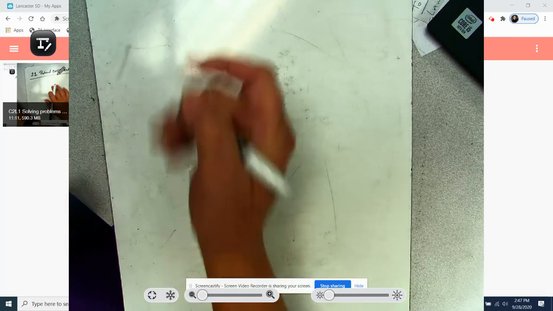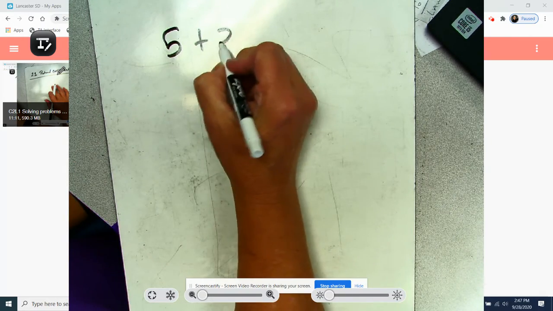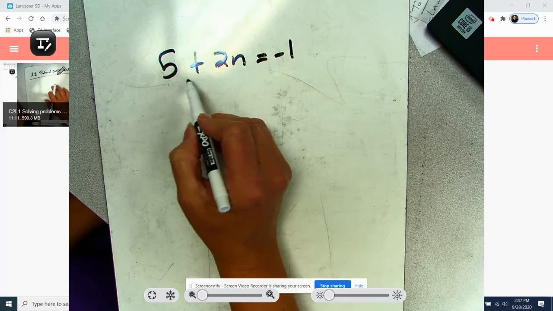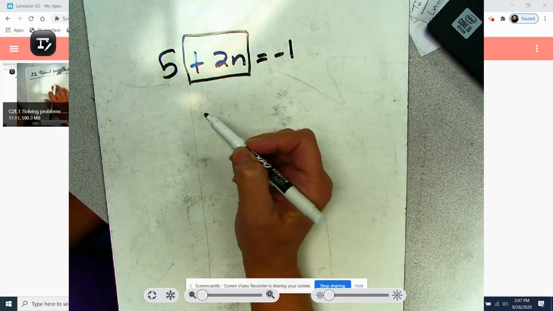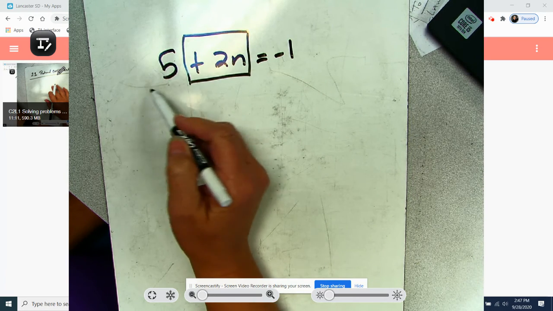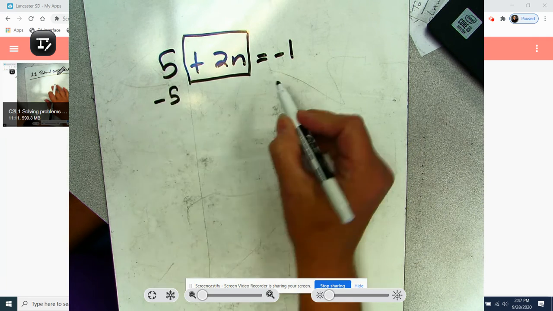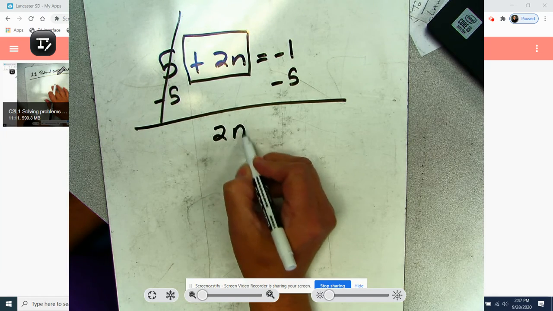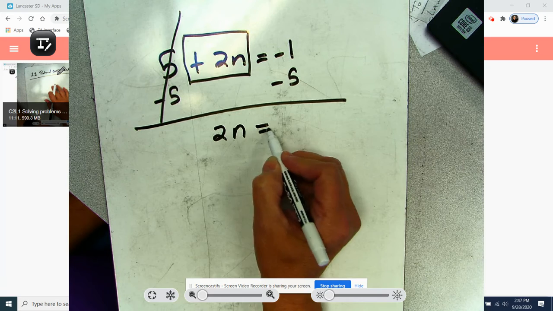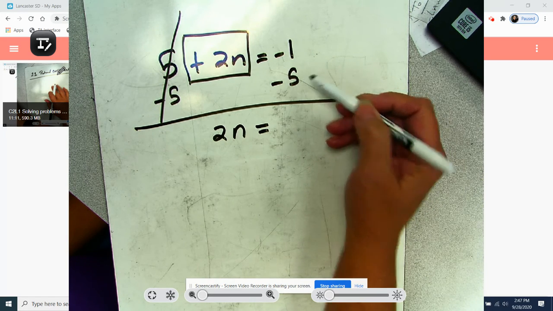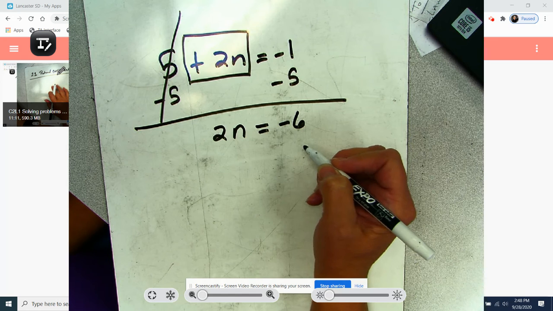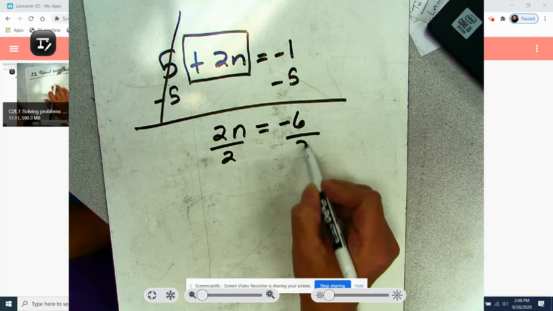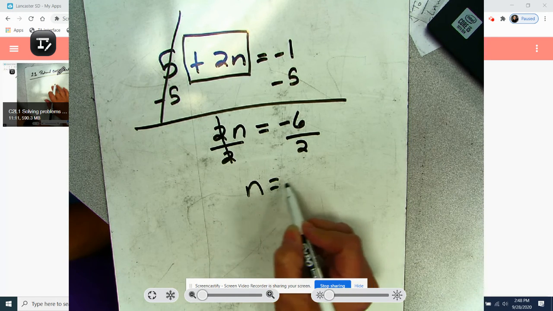So we're going to start this time with 5 plus 2n equals negative 1. So again, I'm solving for this. I have to get rid of that 5. The opposite of a positive 5 is negative 5. So I'm going to come down, and I'm bringing down what I have left on this side, bring down my equal sign. Negative 1 and negative 5 is negative 6. I'm now going to divide by the number in front of the letter. So divide by 2, and that says x equals negative 3.